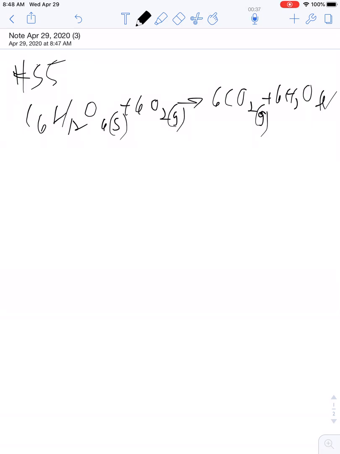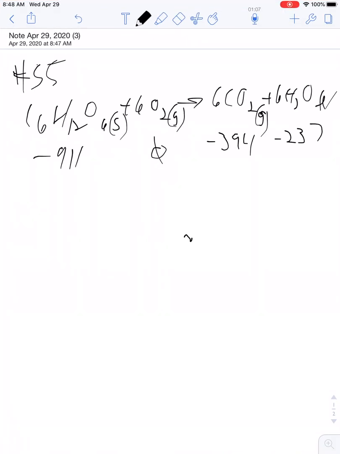So the delta G of oxygen is 0. For carbon dioxide gas, it is negative 394. For water liquid, negative 237. And for sugar, it is negative 911.